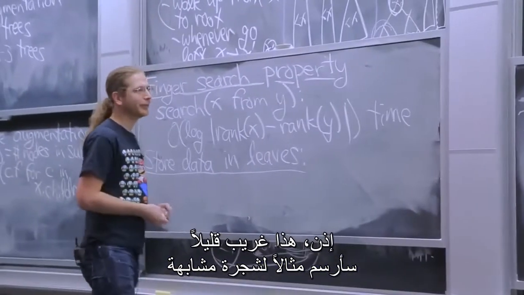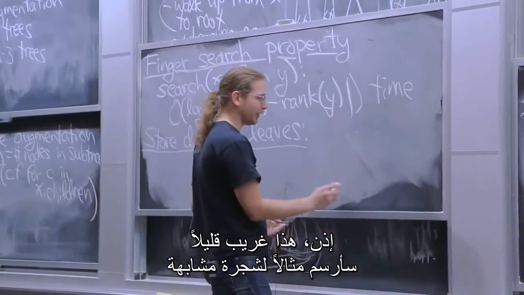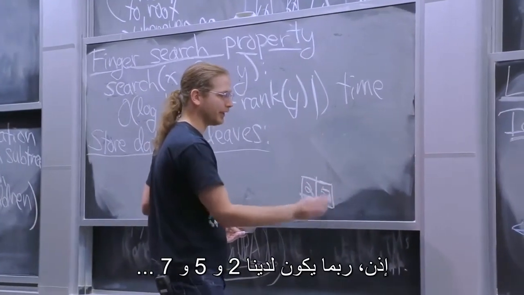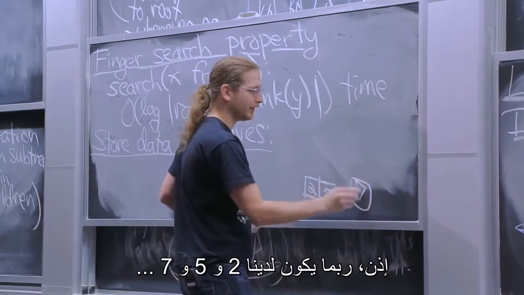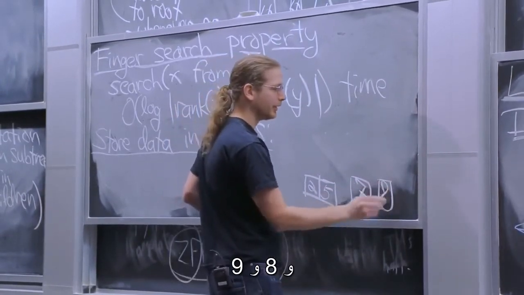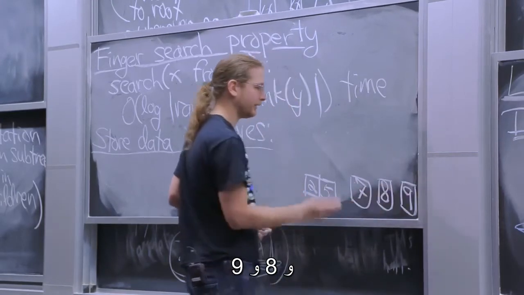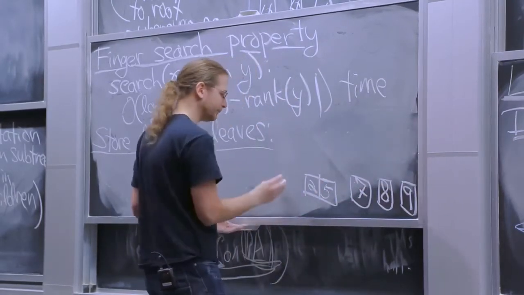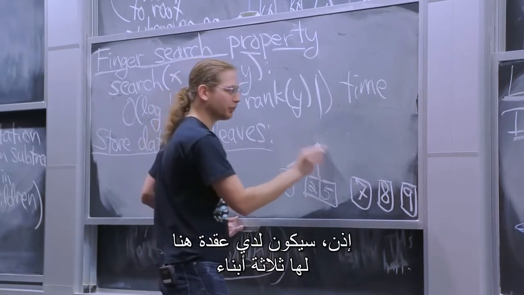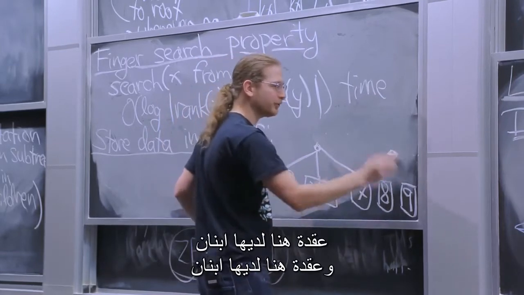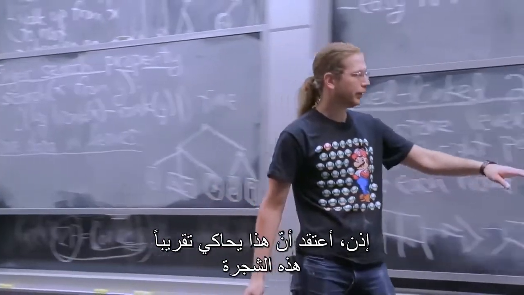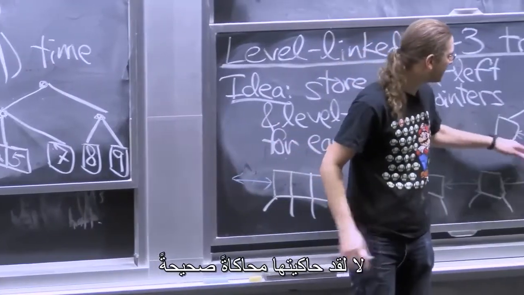So this is a little weird. Let me draw an example of such a tree. So maybe we have 2 and 5 and 7 and 8, 9, let's say. Let's put a 1 here. So I'm going to have a node here with 3 children, a node here with 2 children, and here's a node with 2 children. So I think this mimics this tree roughly. I got it exactly right.